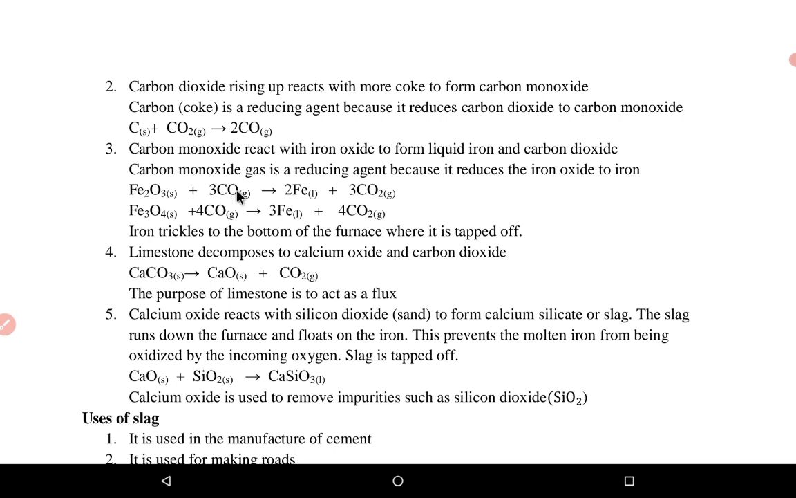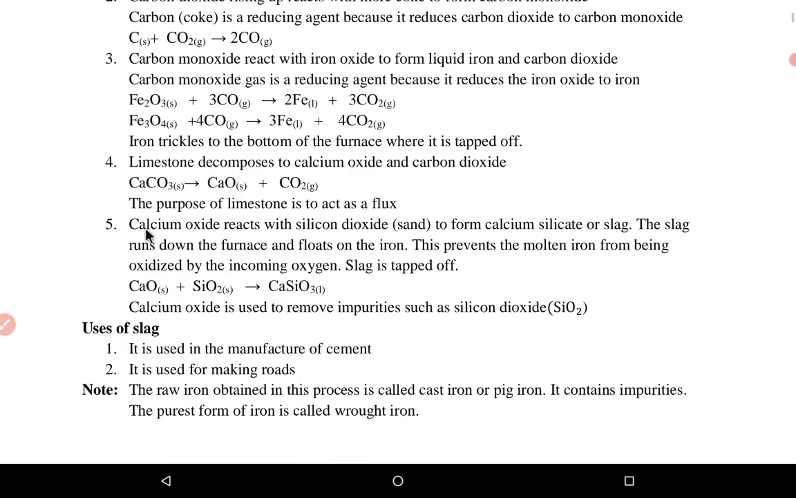Okay, so I don't know how I balance the equation there, but this is a properly balanced equation. Iron(III) oxide is reduced in this equation. You have your iron here. So iron goes to the bottom of the furnace where it is tapped off. Then calcium carbonate decomposes, I've already explained this, and then it reacts with silicon dioxide to give us calcium silicate.